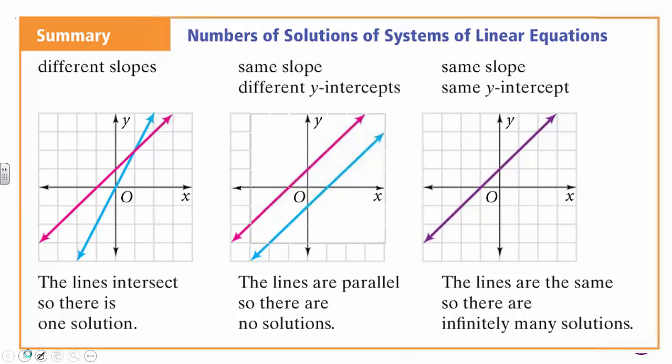So here's a picture of what they all look like. If you have 2 lines with different slopes, the lines are going to intersect and you're going to have one solution. If you have lines that have the same slope and a different y-intercept, they're parallel, and that means that you're going to have no solutions. And if they're the exact same, you have the same slope and the same y-intercept, it's the pink line and the blue line over top of each other. Same line, there's infinitely many solutions.